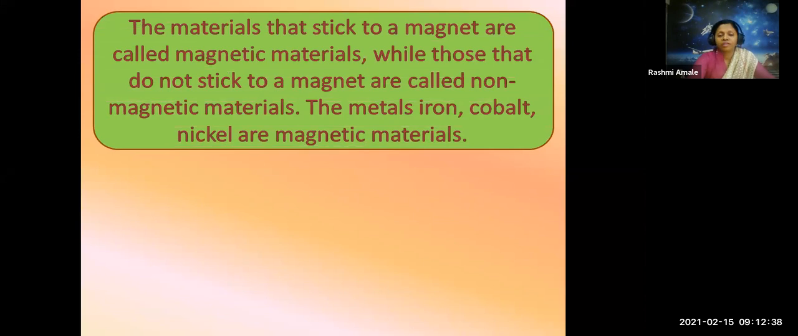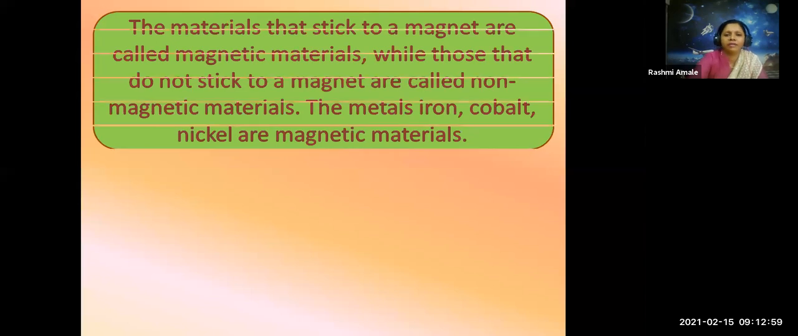So now what is the conclusion? What did we learn in these two activities? The materials that stick to a magnet are called magnetic materials, while those that do not stick to a magnet are called non-magnetic materials. The metals iron, cobalt, nickel are magnetic materials.